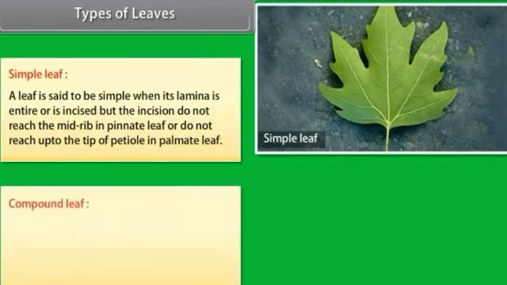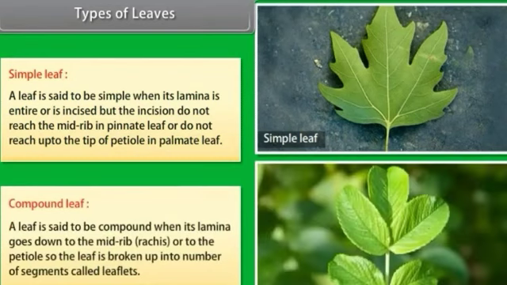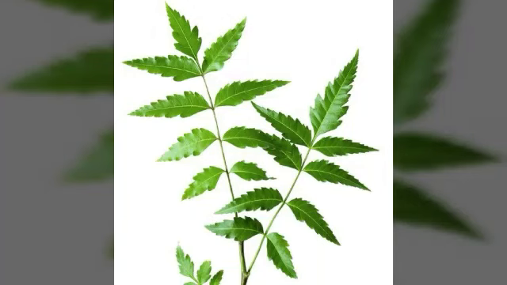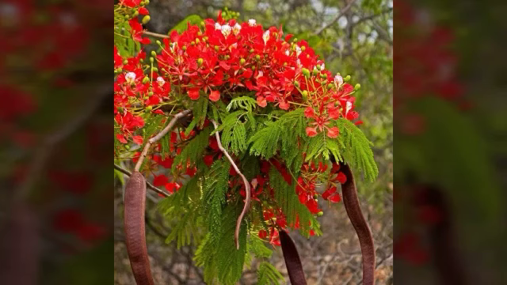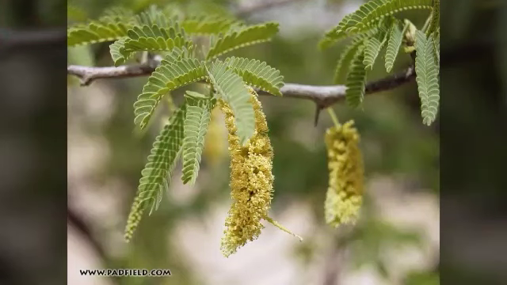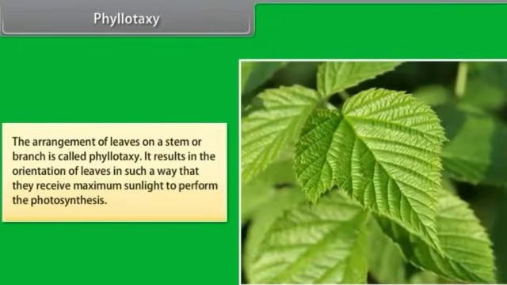Coming to the compound leaf, in case of a compound leaf, the cuts in the leaf are so deep that they divide the entire leaf into minute leaflets. Understood? So in case of a compound leaf, the lamina will be divided into leaflets as in case of neem, rose, acacia, gulmohar, right? So gulmohar is the red flowered plant.